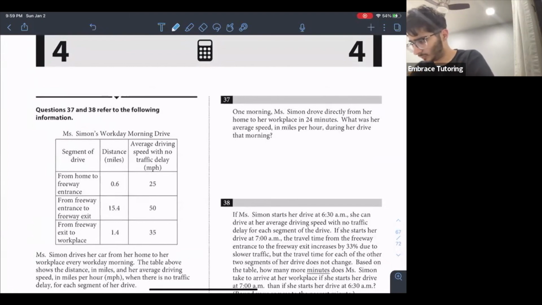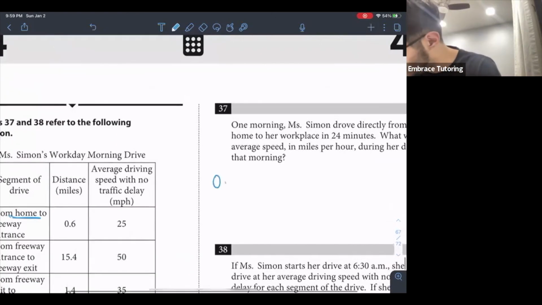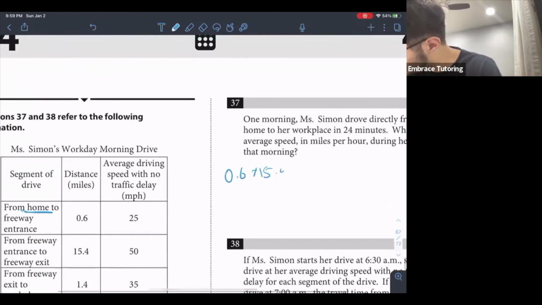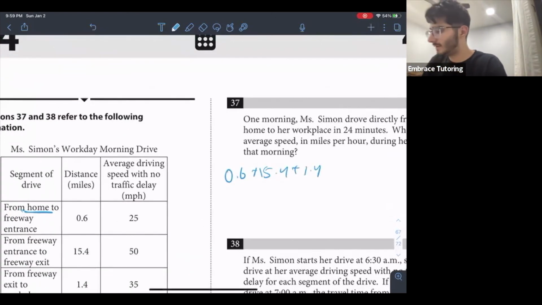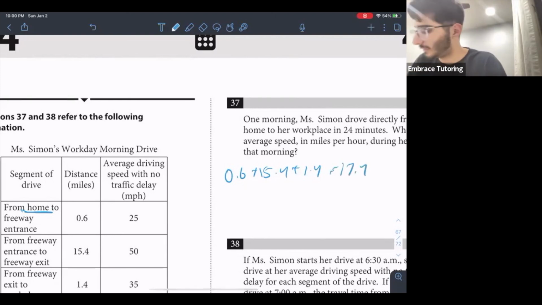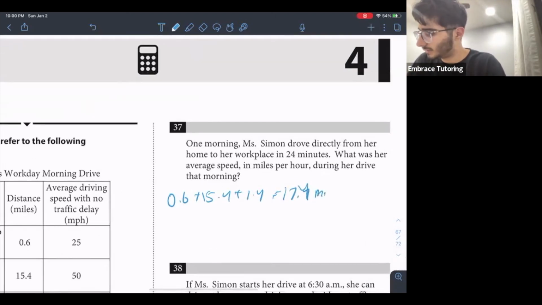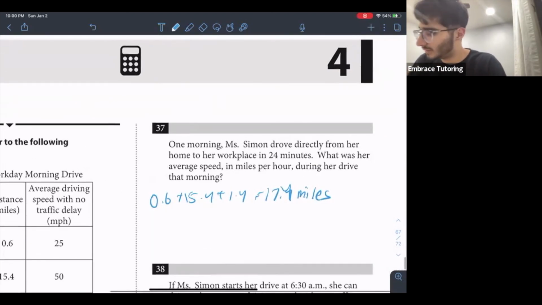So basically, she drove from her home to her workplace, which is the total distance of 0.6 plus 15.4 plus 1.4. So you would add them together to get 15.4 plus 1.4 plus 0.6, which is 17.4 miles, and she drove it in 24 minutes.